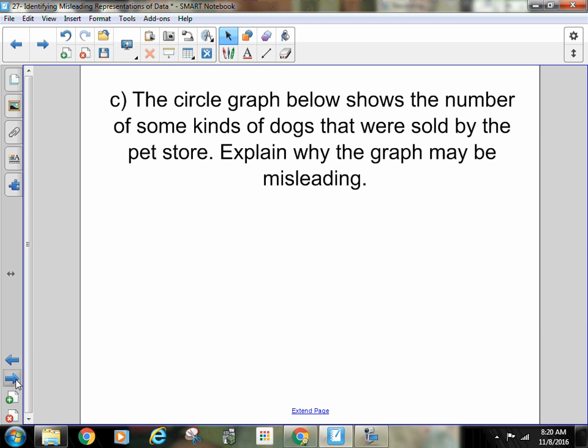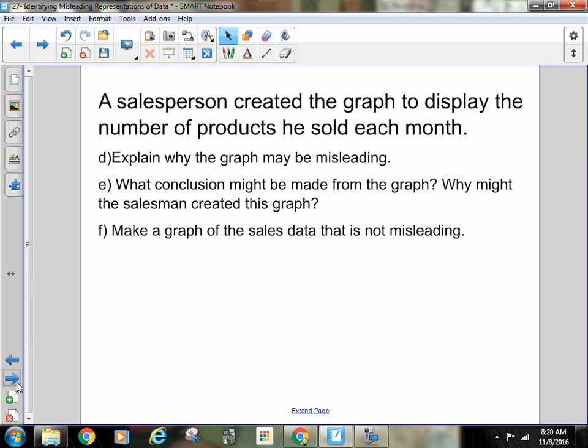All right, C, the circle graph below shows the number of some kinds of dogs that were sold by the pet store. If we look there, the types of dogs sold, the one thing that we don't know is does it represent all of the dogs that were there or just the types of dogs sold on a certain day? Kind of vague in our title. And the last one covers these 3 bullet points.